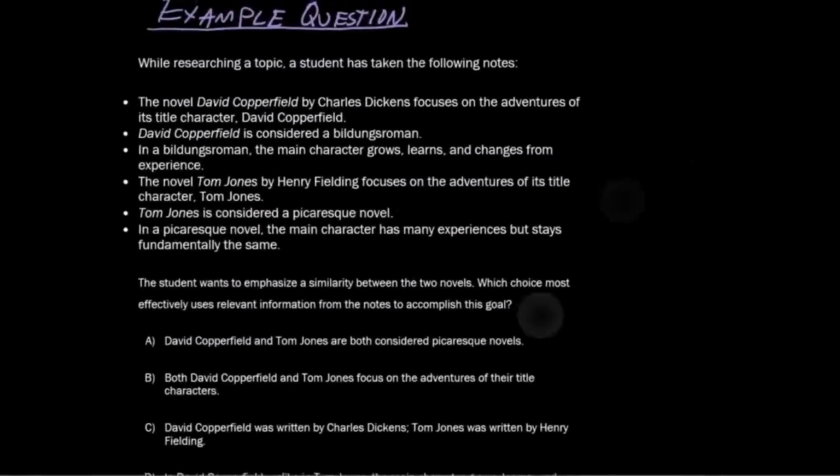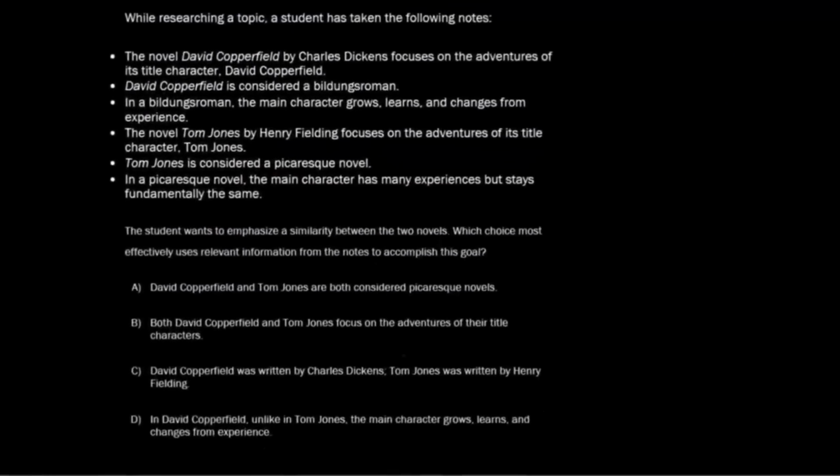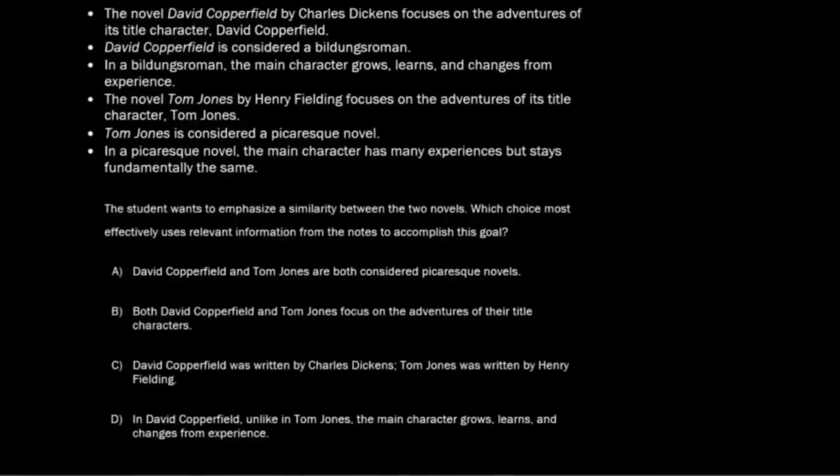Let's take a look at this example question. When researching a topic, a student took the following notes. There's a bunch of notes. The student wants to emphasize a similarity. What choice most effectively uses relevant information from the notes to accomplish that goal? This is a similarity. They're both. Both. This is not even a similarity. We can just eliminate this one straight off the bat. This one says unlike. Also not a similarity.